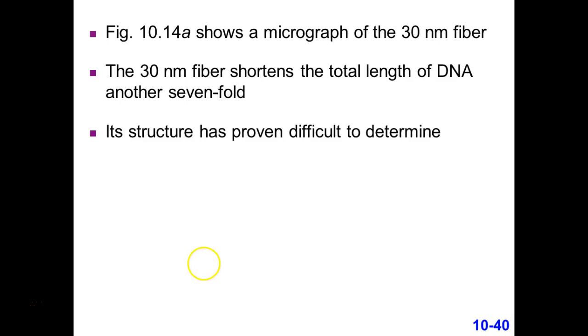So that compaction, going from nucleosome to 30 nanometer fibers, shortens it another 7-fold. Right? So 7 times 7, 49, right? Times compacted. About half the size it originally was.